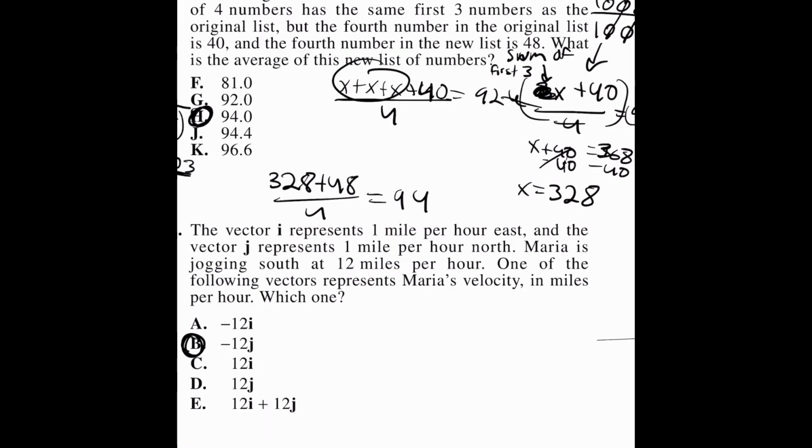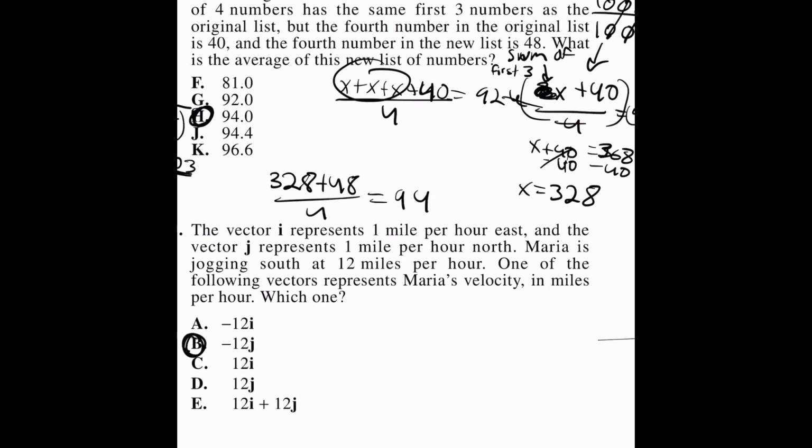So vector I represents 1 mile per hour east, and vector J represents 1 mile per hour north. Maria is jogging south at 12 miles per hour. Which of the following represents Maria's velocity in vectors? Maria's velocity in miles per hour.